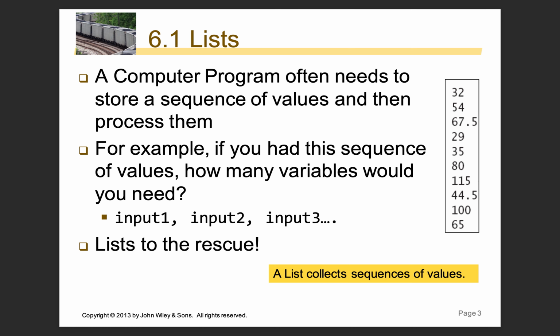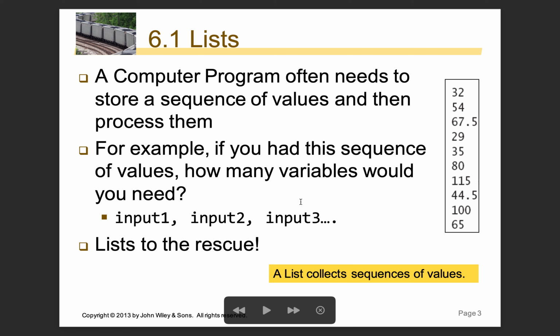The motivation for lists is that a computer program often needs to store a sequence of values and then process them in some way. For example, if you had the sequence of values 32, 54, 67.5, 29, 35, 80, 115, 44.5, 165, and you stored them with variables, you'd need lots and lots of individual variables: input 1, input 2, input 3, and so on up to 10. If you had lots of inputs, you'd have a huge number of variables and have to remember what each of them is called, even if they're indexed in a nice way like this.